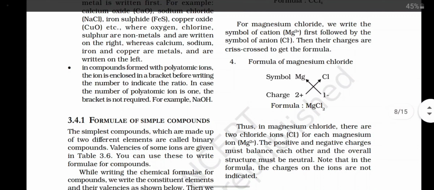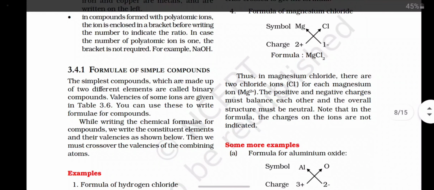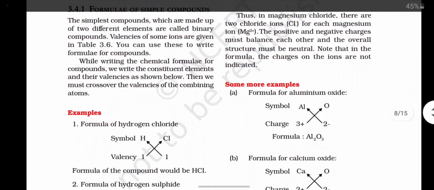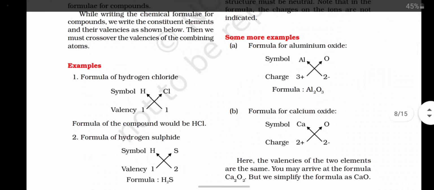Now, the formula of a simple compound. The simplest compounds, made up of two different elements, are called binary compounds. The valency of some of the ions is given in the table, so you have to use those to write the compound. While writing the chemical formula, the constituent elements with their valency are shown below. We already discussed how to write the chemical formula. We write the symbols of the elements and the valency below them. Then we crisscross the valency and the compound forms like this.